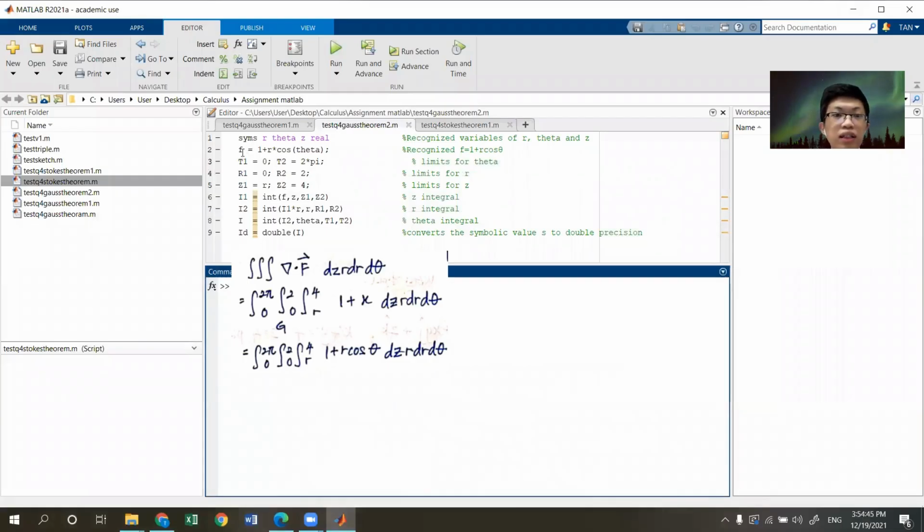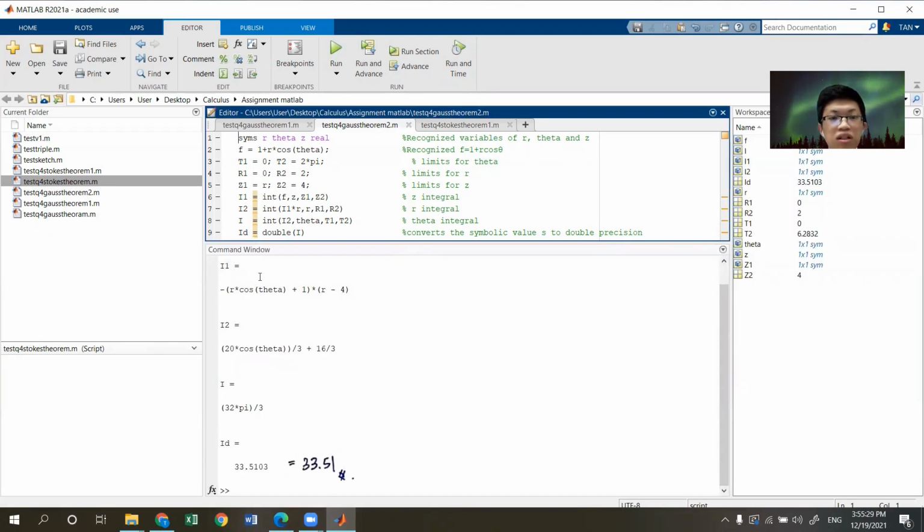Here you can see the method code for the triple integral simulation. F is our function, 1 plus r multiplied with cos theta. This is the limit for theta from 0 to 2 pi, the limit for r from 0 to 2, and the limit for z from r to 4. I1 is the first integration, I2 is the second integration, and I is our final integration, and ID is the answer where I convert the symbolic value to double precision.